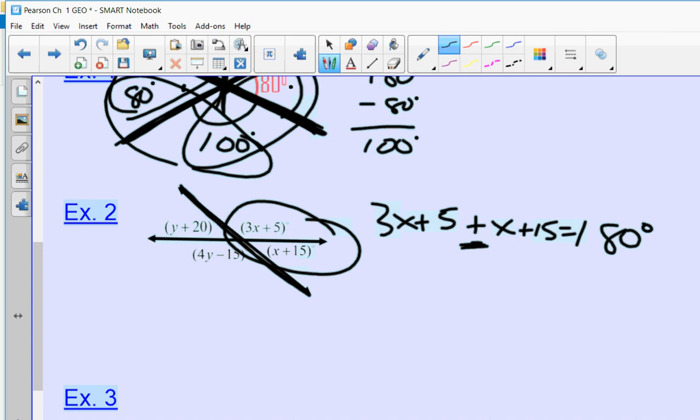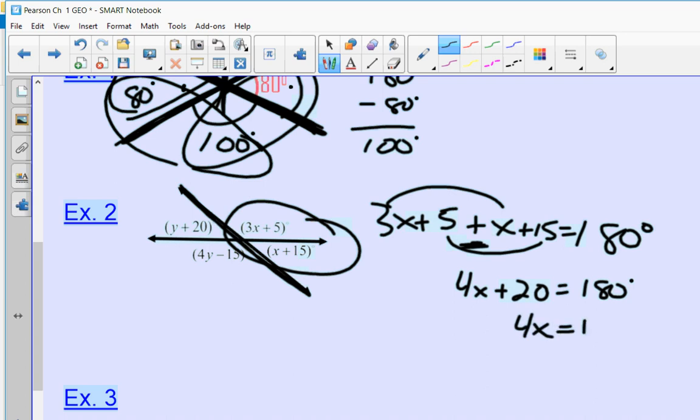So I'm going to go ahead and solve this. 3x and 1x gives me 4x. 5 and 15 gives me 20. That equals 180. I'm going to solve it for x, so I'm going to subtract the 20. And I'll go ahead and divide by 4, and I get x is 40. Okay, so there you go.